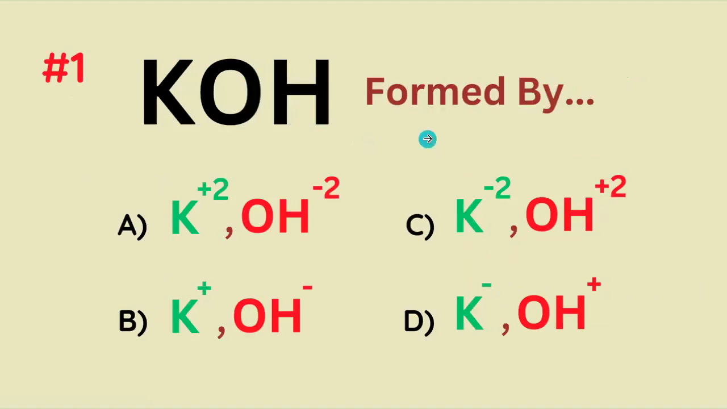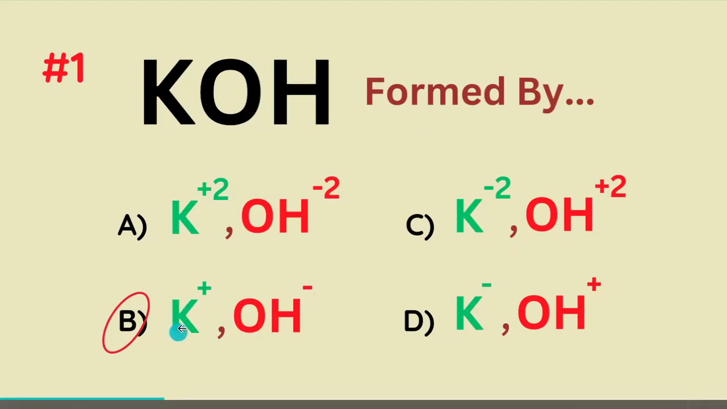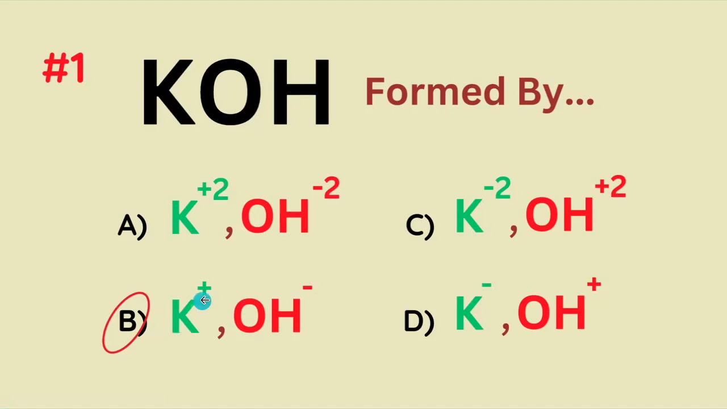KOH is an ionic compound formed by which pair of ions? The correct answer is K+ and OH-. Now, there isn't too much rhyme or reason with this. They're just ions to memorize. K+, OH-. Potassium, K, is in group 1, so it's going to lose 1 electron and acquire a positive 1 charge.